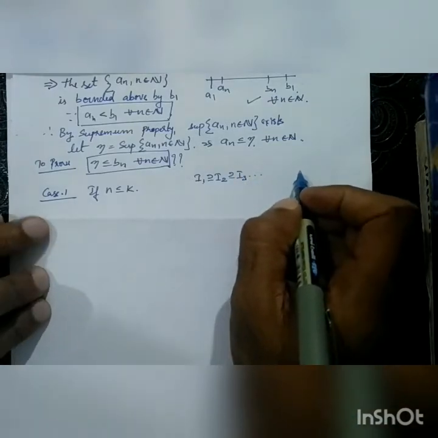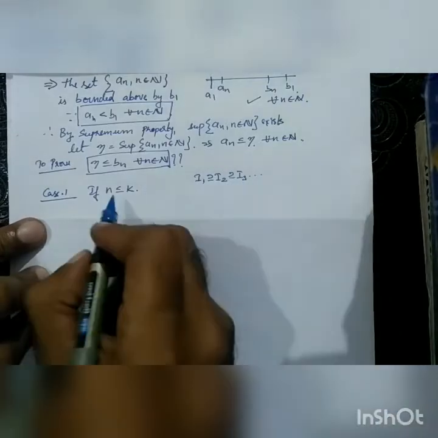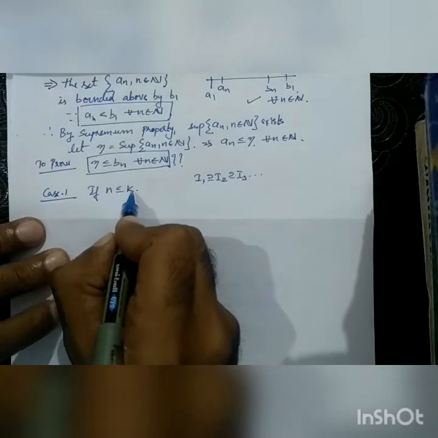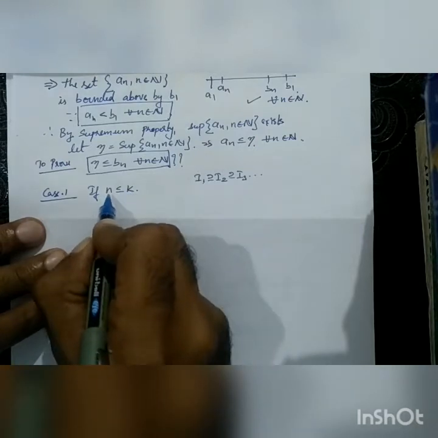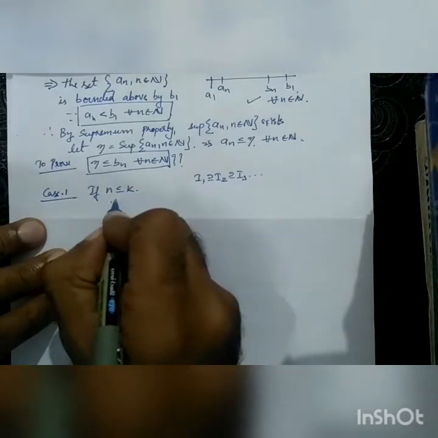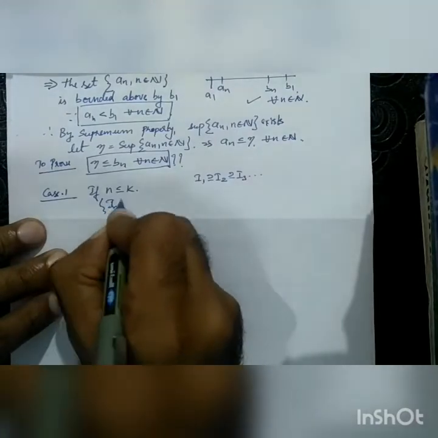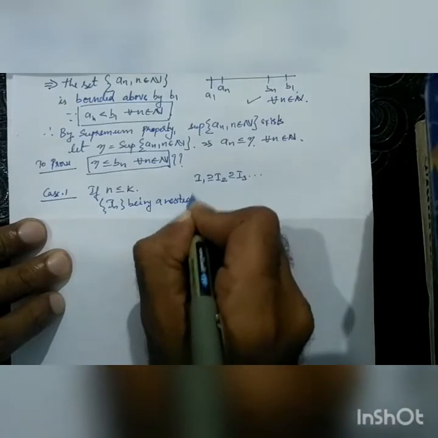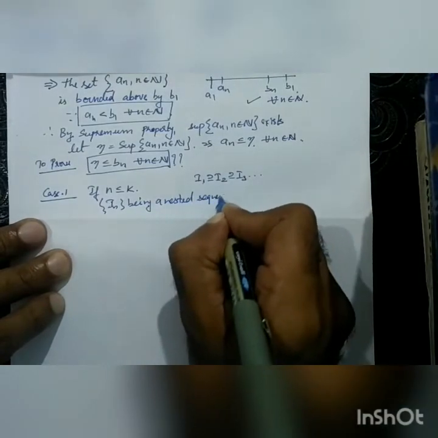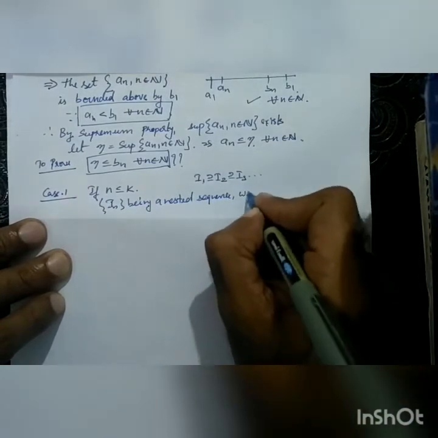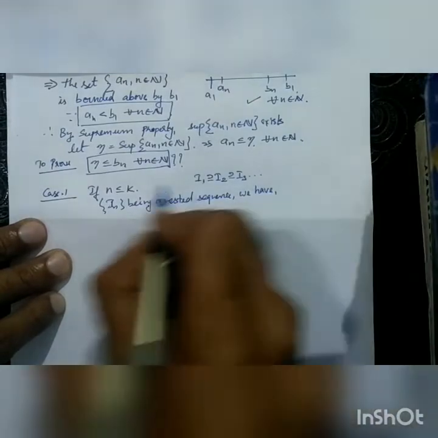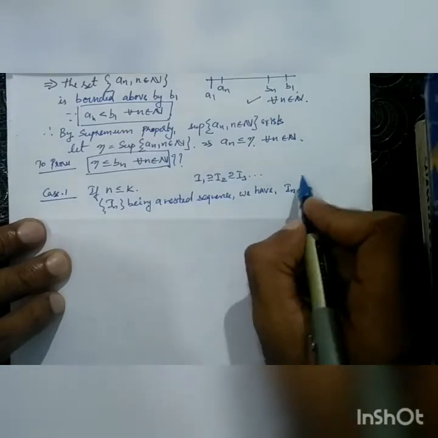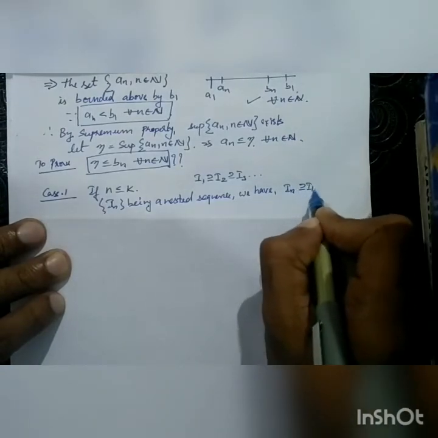Similarly, based on such an understanding, we have to make some assessments over here. You see, n is less than or equal to k, that means k is bigger and n is smaller. So the sequence In being a nested sequence, we have, k is bigger, so In will be containing Ik.